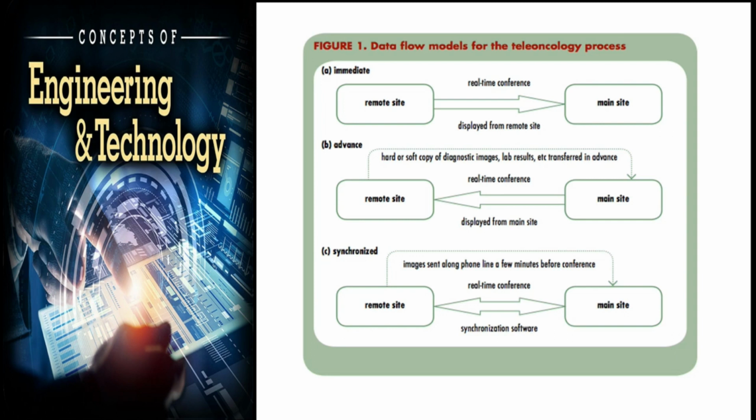The next method is the synchronized one. If you understand, it's bidirectional, so we have a connection both ways. You would have studied half duplex and full duplex. Here we can say it is full duplex, both ways. So we have a connection established between the remote site as well as the main site, in sync, using the synchronization software. So we are establishing the real-time conference. Whenever the conference is established on time, all the images that are taken are sent through the phone line a few minutes before, and all the information is shared from the remote side to the main side.